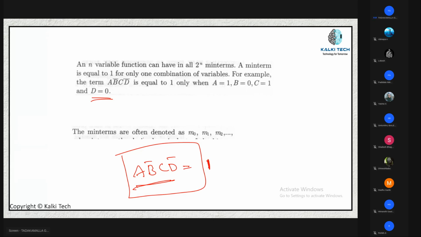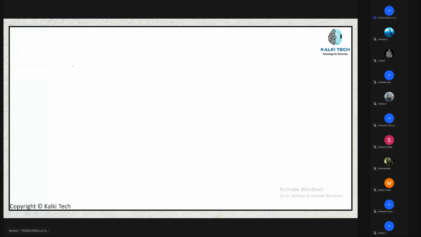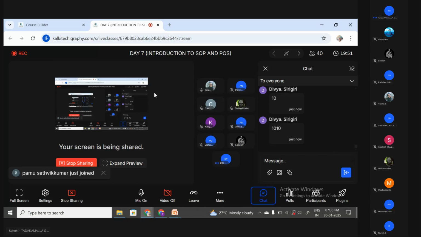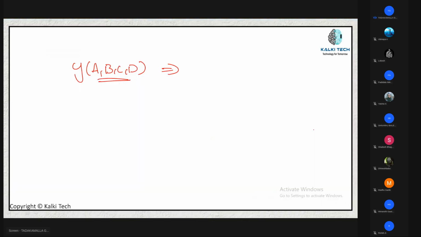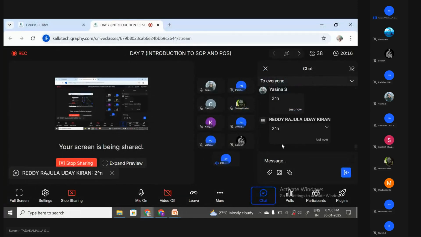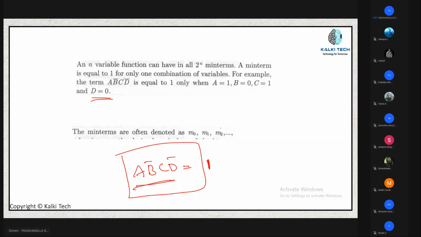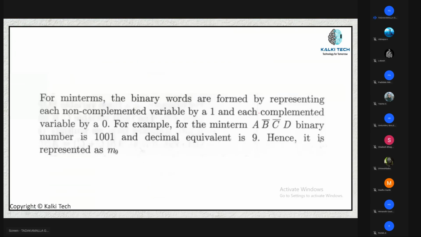And one more thing, if we have an output function y of a, b, c, d, which is of 4 variables, then how many minterms are possible for this function? 16. Yes. So please remember the formula: for an n variable function, 2 power n minterms are possible. So for a 4 variable function, we can have 16 minterms.